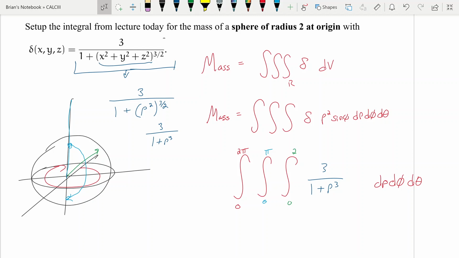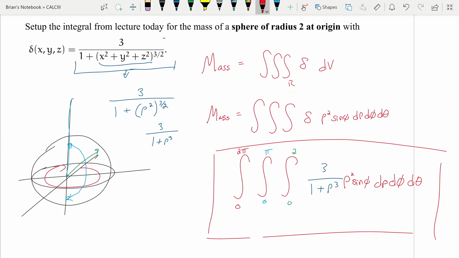And then we also need the rho squared sine of phi from the dV conversion. All right, cool. And we set up that integral. Awesome. Now all we'd have to do is solve that. And of course, you can find a video on that by someone who's smarter than me to do that. But yeah. All right, cool.